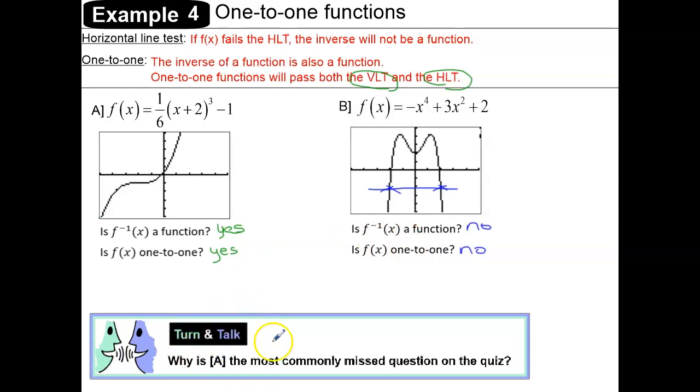Okay, so down here at the bottom, the turn and talk: why is graph A the most commonly missed question on the quiz? That has to do with this region here on the graph that visually appears to be horizontal, so that it looks like it would fail the horizontal line test, but you have to remember that that's just an issue of the pixels on the screen, and that this does, for every x, have a different y that goes with it, and so that is a function through here. It's not going to fail the horizontal line test because each x has its own unique y value.